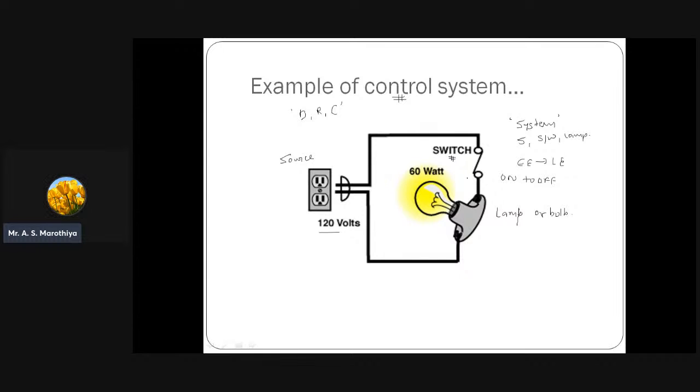I hope this point is clear to everyone. Why is this system called a control system? It is a simple example of a control system where we have a source, a switch, and a lamp. All are connected in series configuration, and by changing the position of switch from on to off, we are in a position to control the state of bulb or lamp. So this is the example for control system.